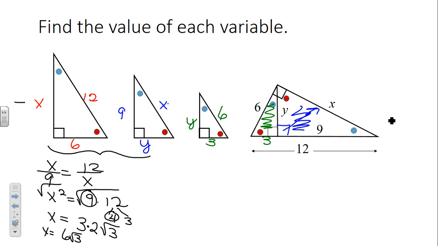So we said this x goes with this 9, as this 12 went with this x. Okay, so for the small one, you do 9 over y, and y over 3. So for the small one, 9 goes with the y, as y goes with the 3.